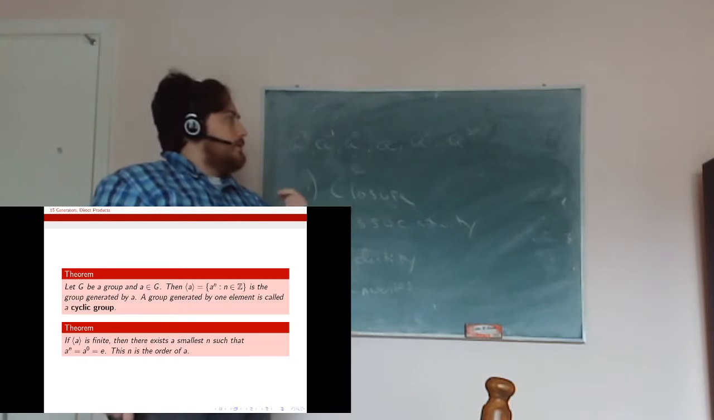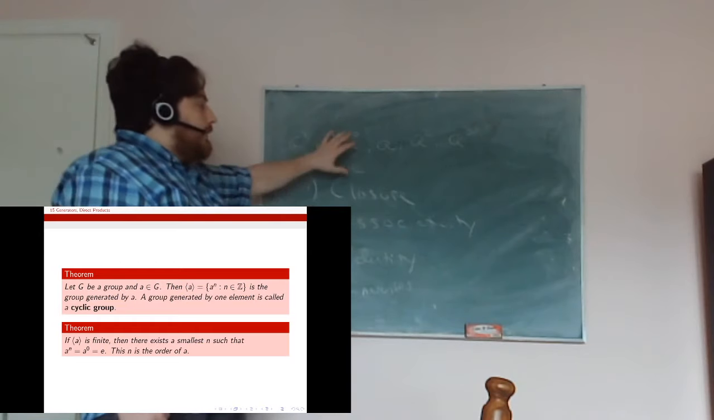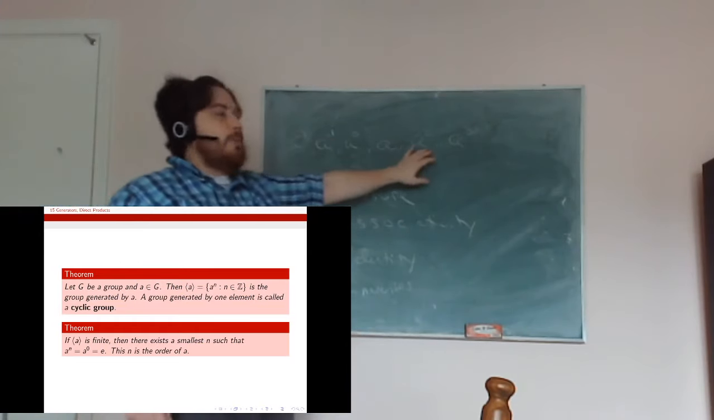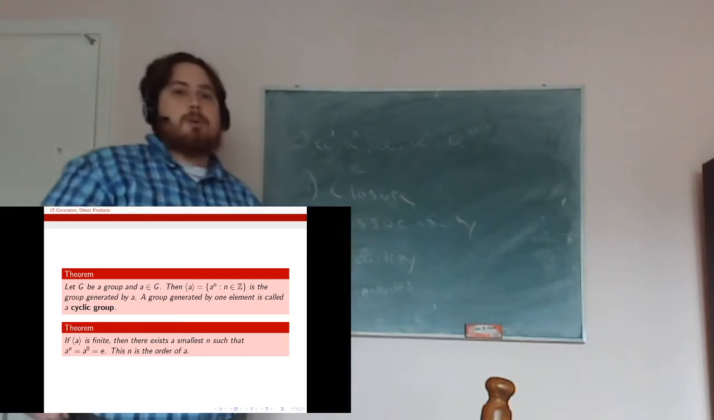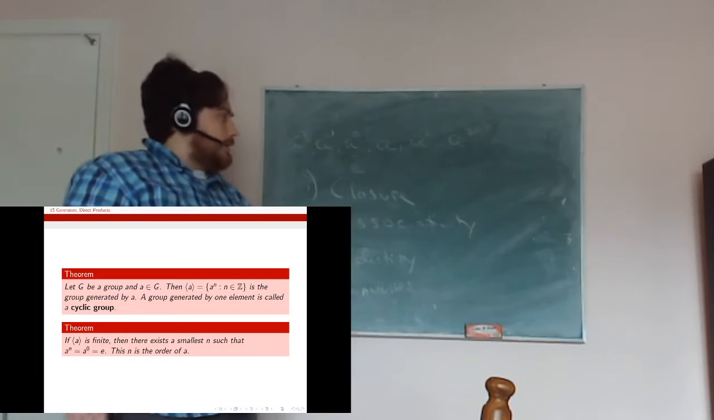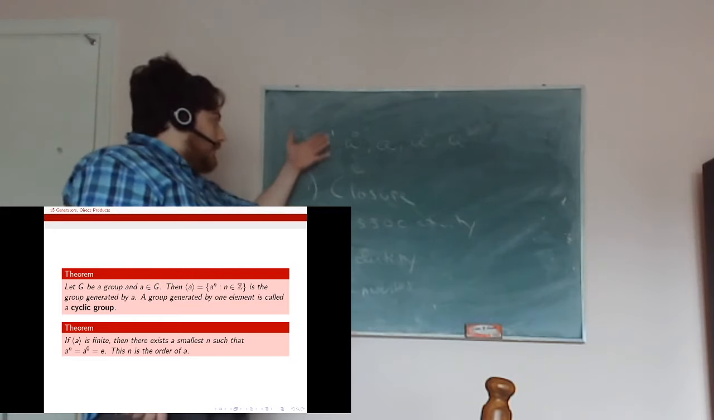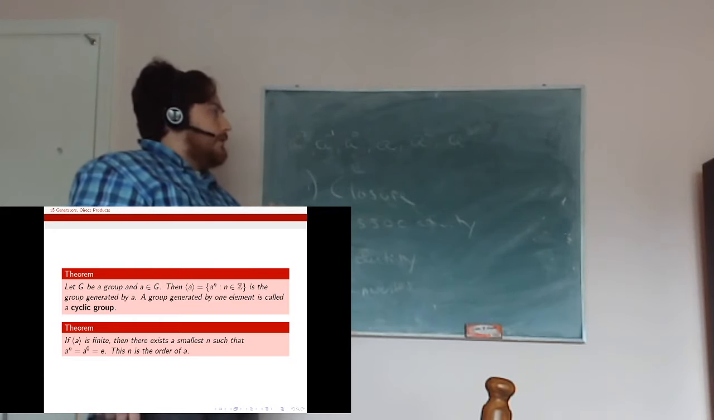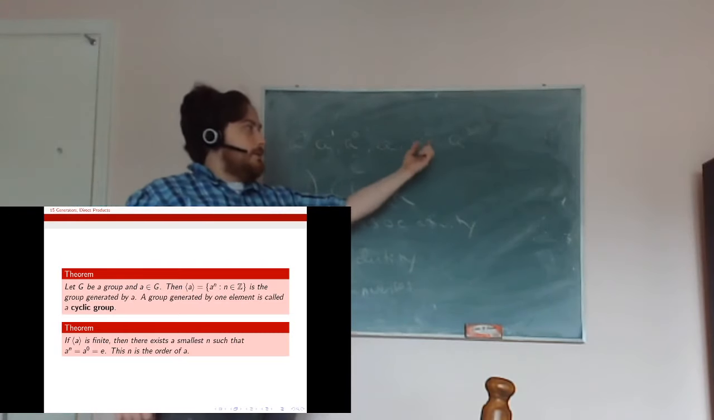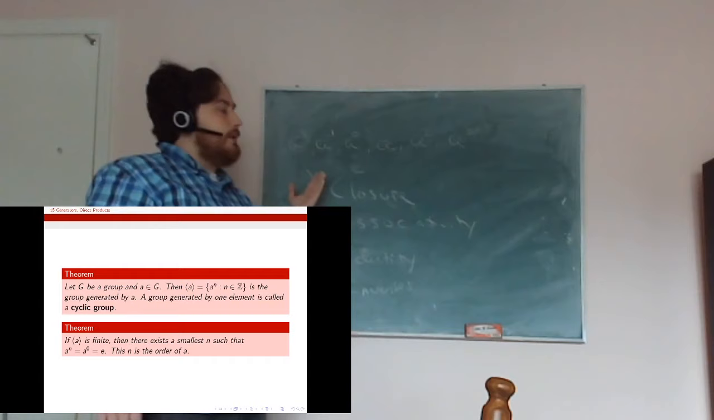But what we see here is that if we find the group generated by a, then all powers of a will be in that group because it has to be closed under these properties. Now, also, if we close under all of these things, we notice that we will indeed get a group because a power of a times a power of a is again just a power of a.